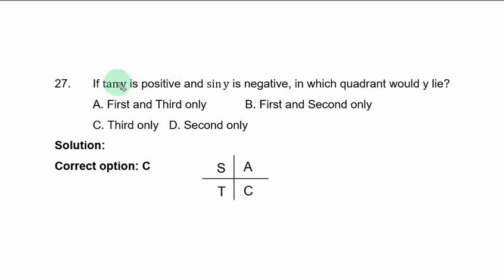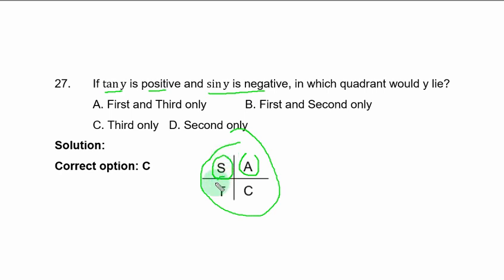Question 27. If tan y is positive and sin y is negative, in which quadrant would y lie? Solution. This diagram helps to answer that question correctly. This A means in the first quadrant, all the trig ratios, sine, cosine, and tangent are positive. In the second quadrant, sine is positive. That means tangent and cosine are negative in the second quadrant.